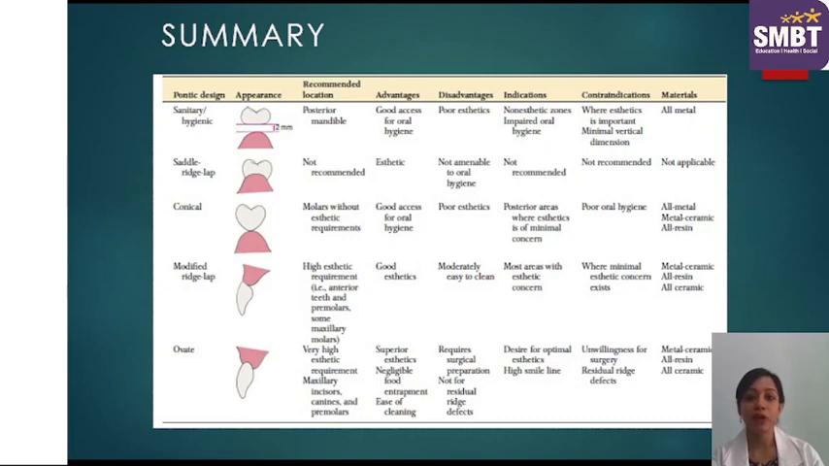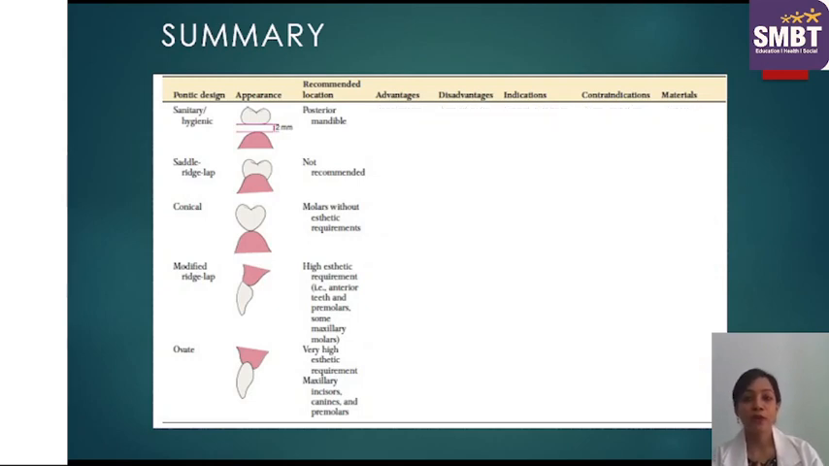This is a summary of the first classification, that is according to the designs of the Pontics. As you can clearly see, all the designs have been shown. Their indications, contraindications, advantages and disadvantages have all been mentioned. Focusing on the important part, let us just summarize it in short. Sanitary Pontic is generally advocated in the posterior region where hygiene is very important. Saddle or ridge lap type is not recommended anymore because of the chronic inflammation that it leads to due to the continuous pressure on the ridge below.